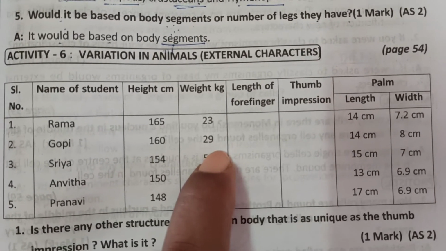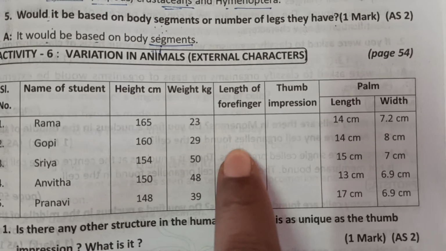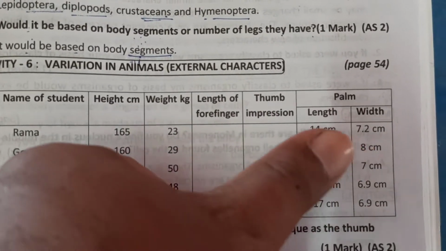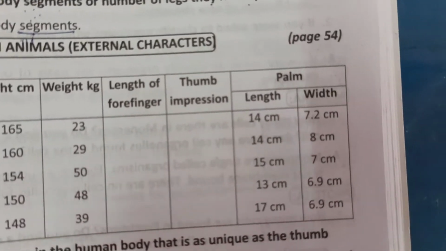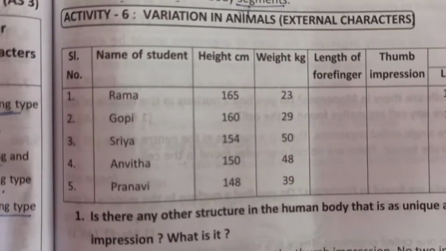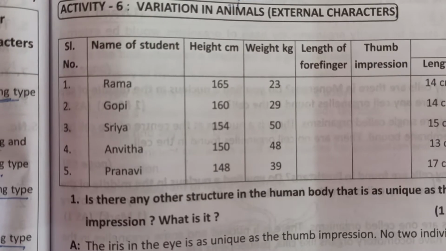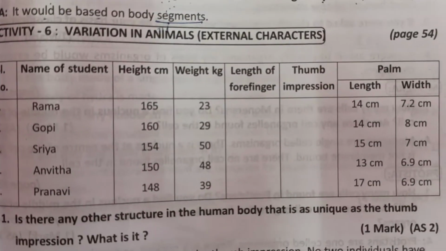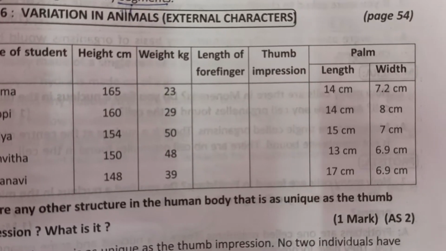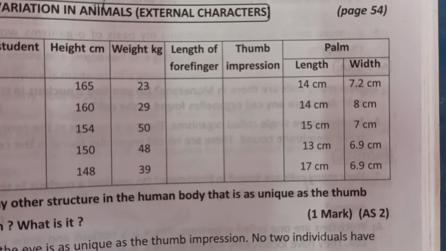is 29 kgs. The length of the forefinger may vary, and the thumb impression also we have to take for that particular person. Next is palm length and width. So accordingly Rama, Gopi, Sriya, Anvita and Pranavi, we are taking the height, weight, length of forefinger, thumb impression, palm length and palm width.